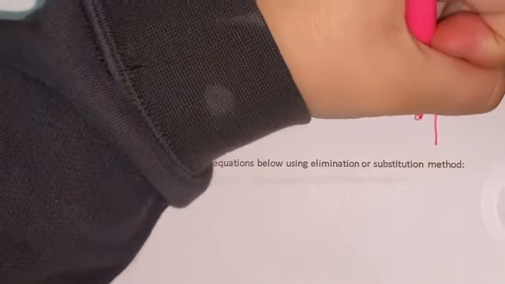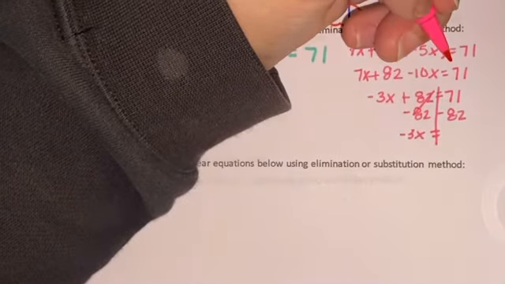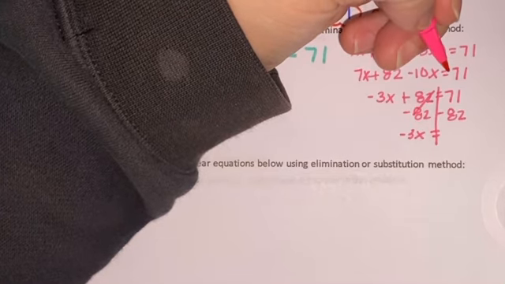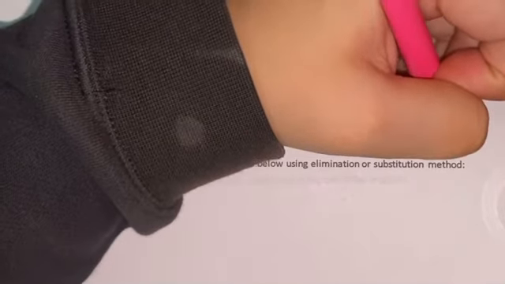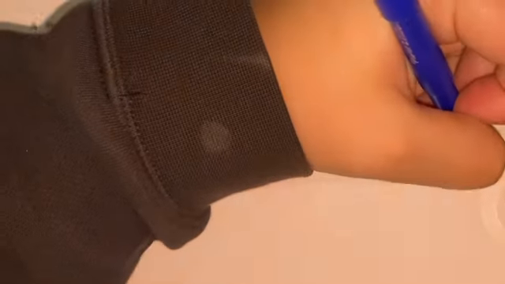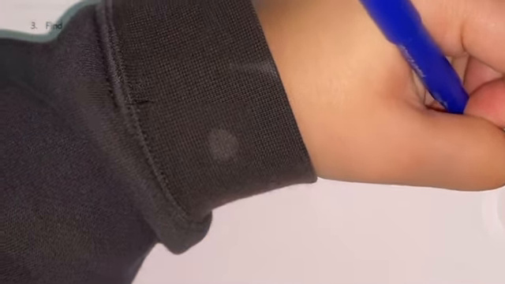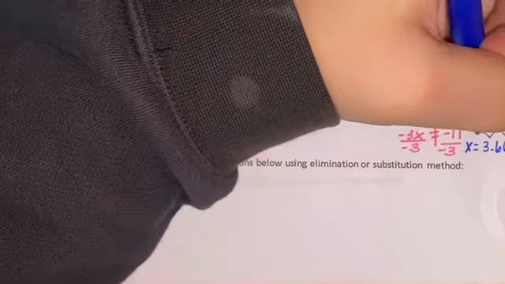I'm going to keep going to find our x. So we're going to subtract 82. That cancels out. Negative 3x equals 71 plus negative 82, which is negative 11. So then we can divide to figure out our x. And when we divide negative 11 by negative 3, we get a decimal. x equals 3.66. So this is our x solution.